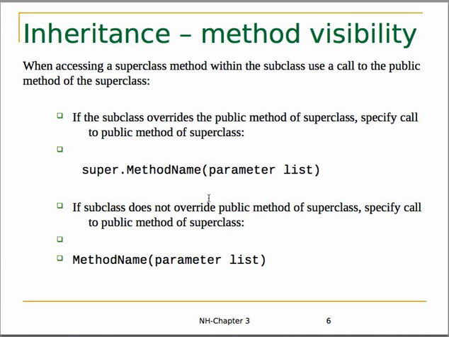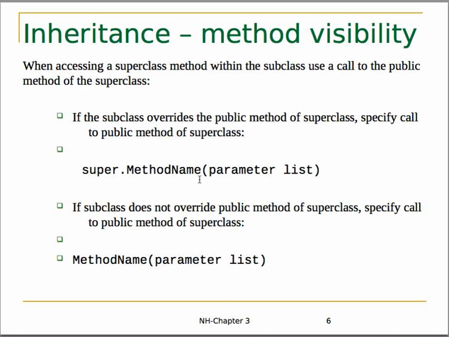Okay, so when accessing a superclass method within a subclass, you can call the method of a superclass explicitly by saying super dot. So you can use this dot method name, or you can use super dot method name. This dot method name would refer to the method for the current class, and if you use super, you can explicitly call a method in the superclass.